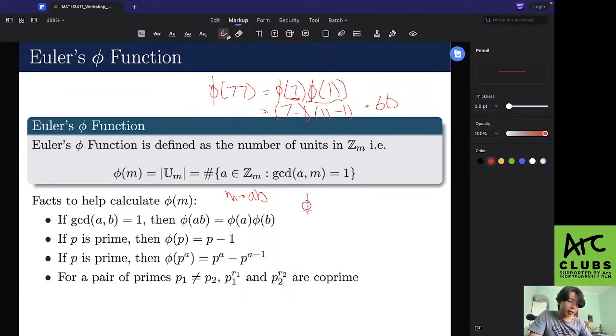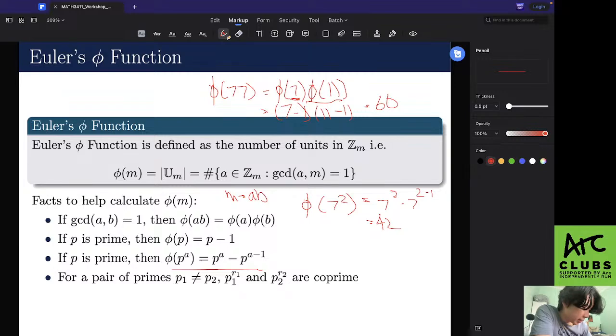We might also get the case where we have a squared, so 7 squared, and we have a formula for that. It's just 7 squared minus 7 to the power of 2 minus 1, so that's 49 minus 7, which is 42. So if we have p to the a, where p is prime, then phi is just p to the a minus p to the a minus 1.